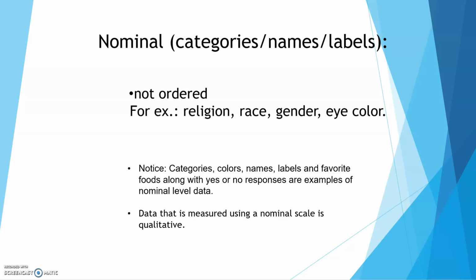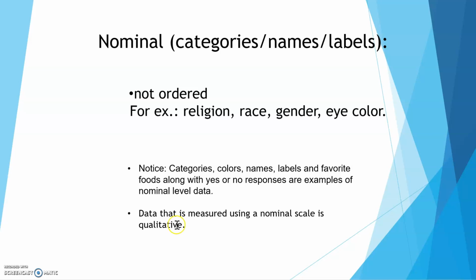So say eye color, okay? You've got blue, green, hazel, brown. We wouldn't be able to say, okay, brown's the best, and then blue, and then green, and then hazel. Or we can say green's the best, okay? All we can do is put them into a category of color, and that's about it, okay?